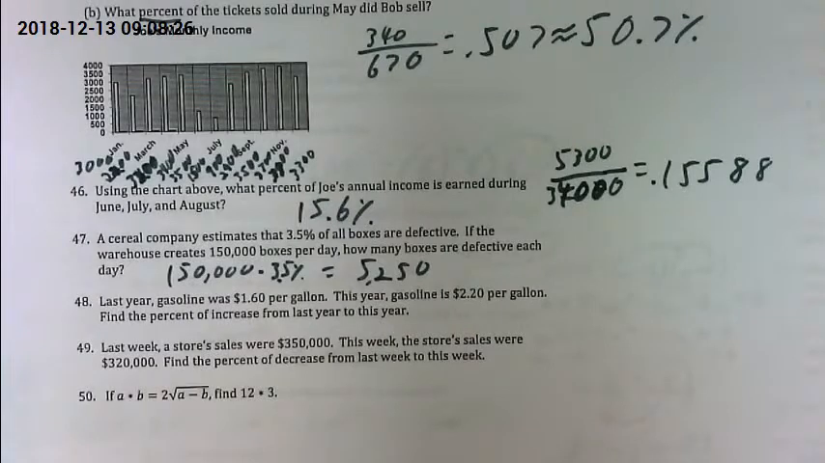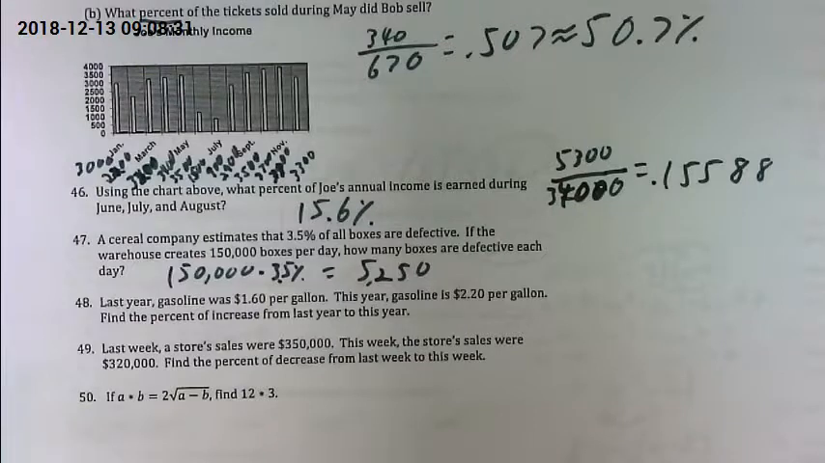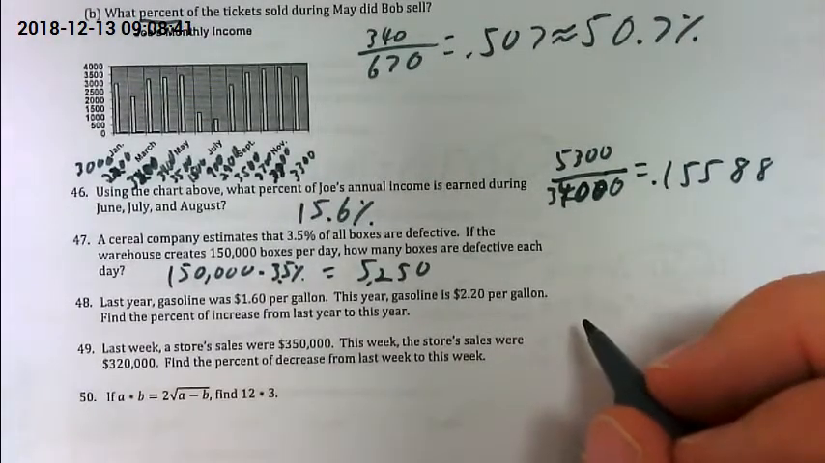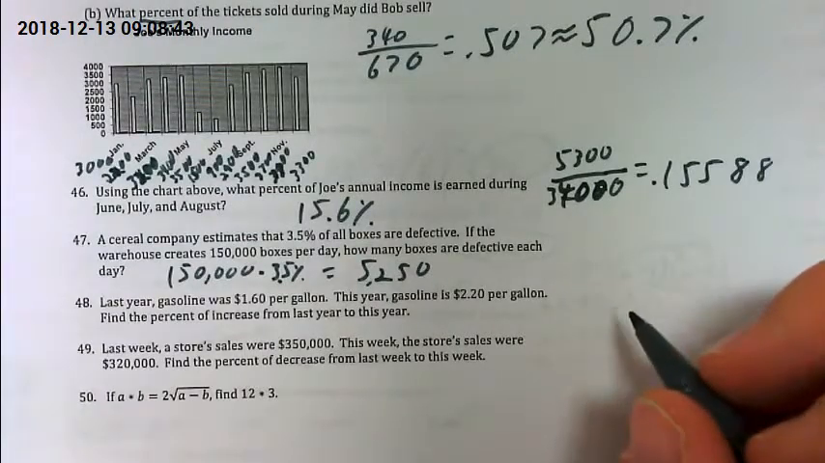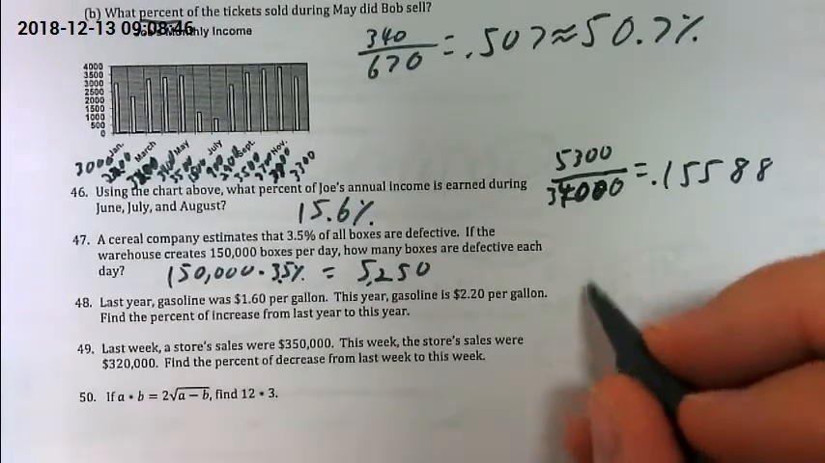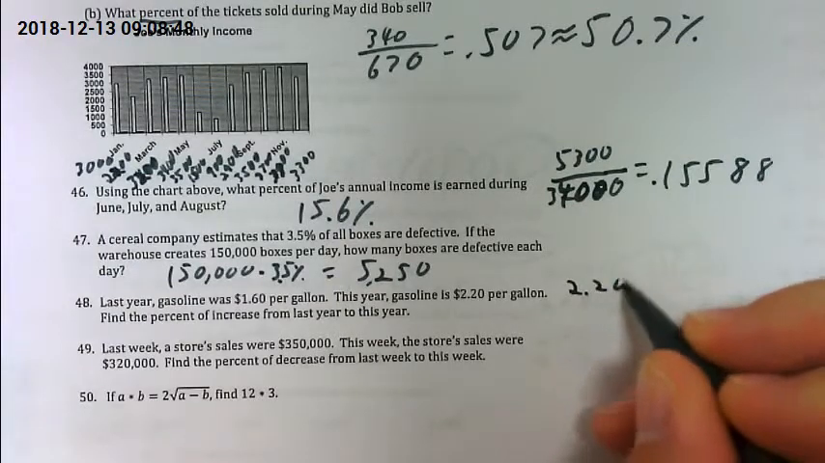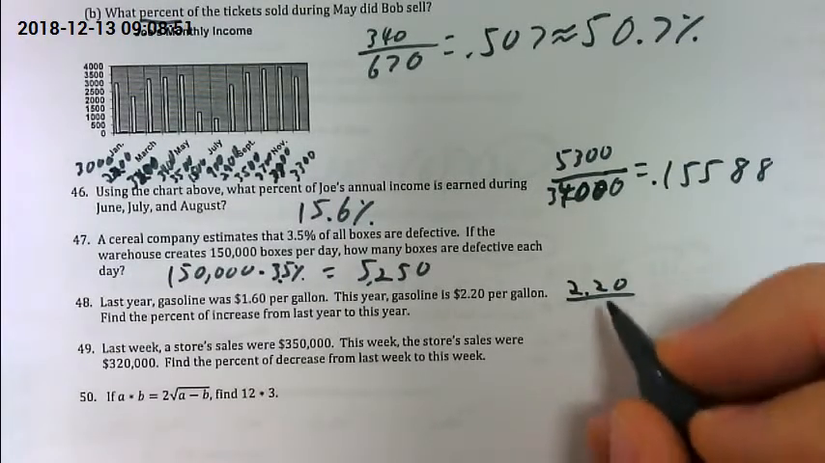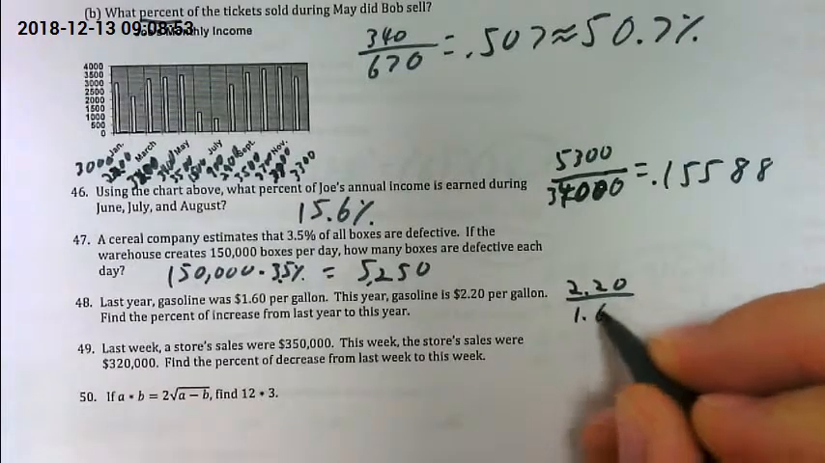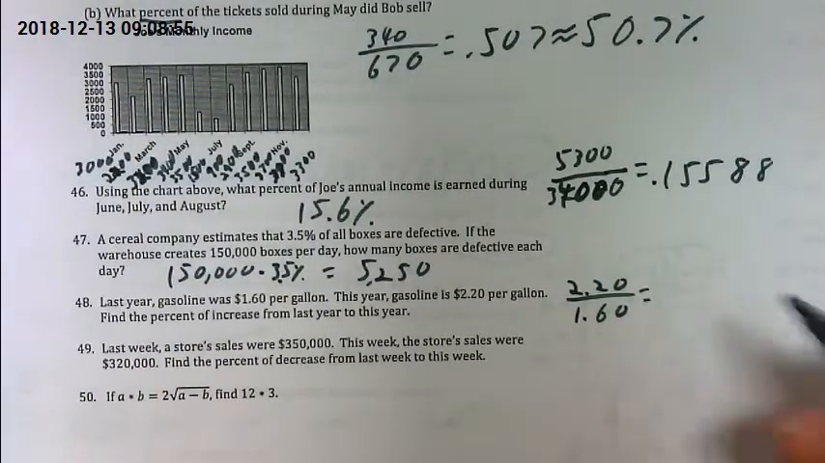Last year, gasoline was $1.60 per gallon. This year, gasoline is $2.20 per gallon. Find the percent of increase from last year to this year. So, again, we're basing it off of last year's price. So, last year's price has to go on the bottom. So, we have 2.20 over 1.60. 2.20 divided by 1.6.